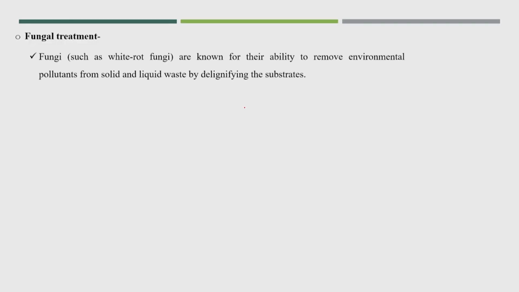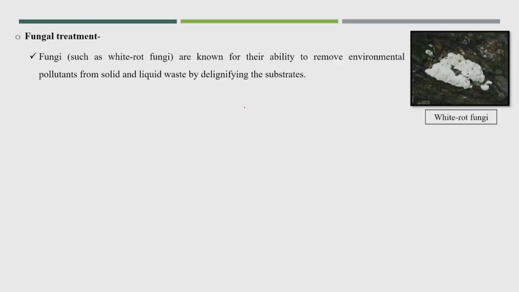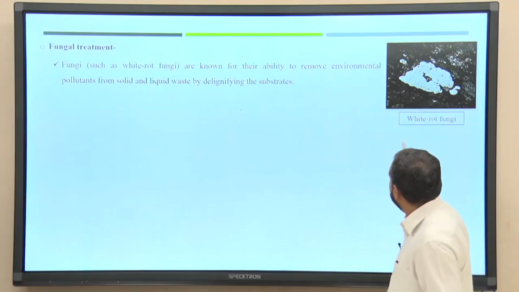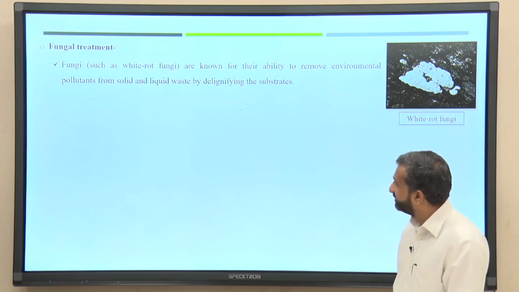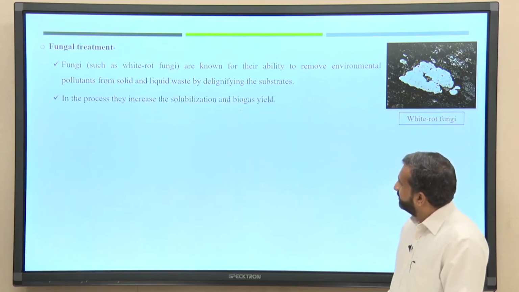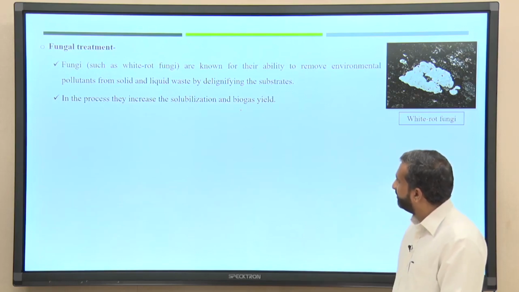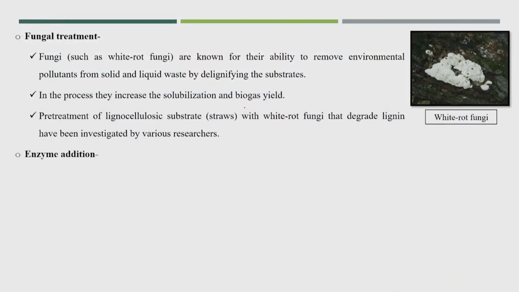And fungal treatment is also possible, such as white rot fungi, which is a well known fungus. Here we can also see in our kitchen, after 6 or 7 days, if some food is getting degraded, we will see this kind of fungus. So, in this process this fungus will increase the solubilization and increase the biological yield.